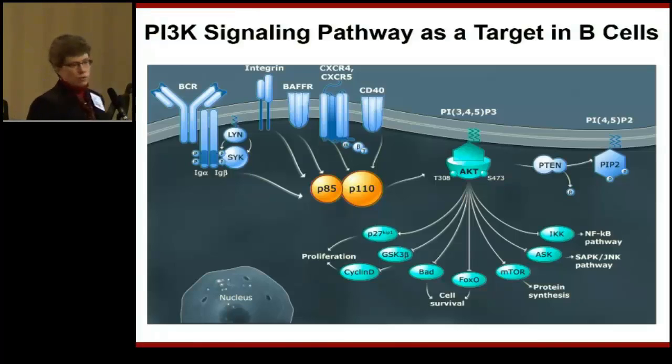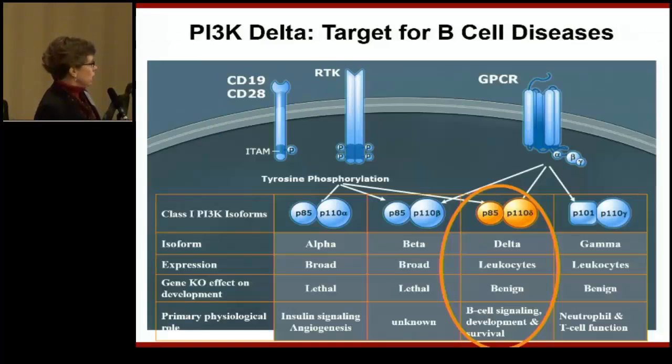We've heard a lot already at this meeting about how the PI3 kinase serves as a nexus for many different signals to B cells. And as you know, it consists of a P85 regulatory subunit and a P110 catalytic subunit. So far, we've been focused exclusively on the delta subunit, which has expression limited to leukocytes and a knockout animal phenotype focused primarily on B cell signaling, development, and survival.